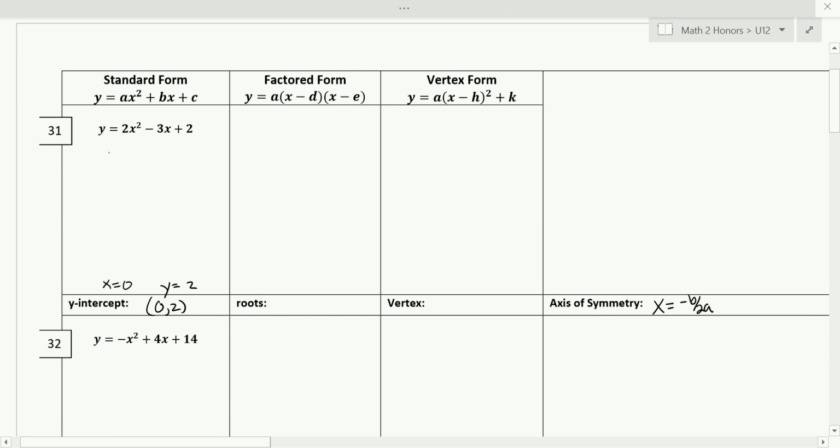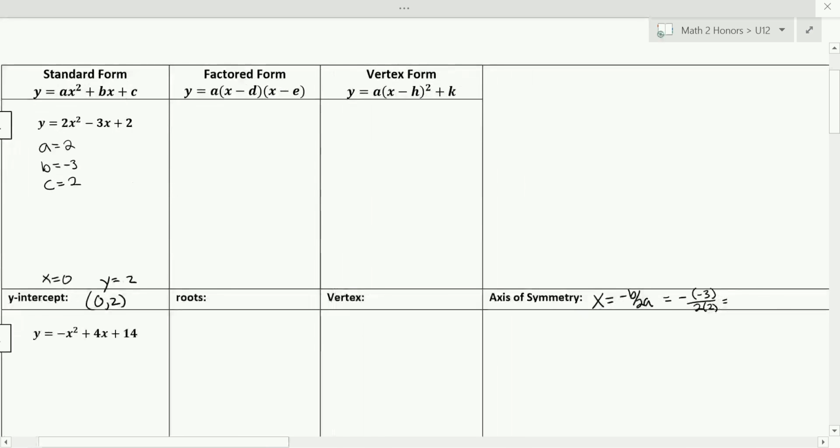So in this problem, a is 2. That's the number in front of x squared. b is negative 3. That's the number in front of x. And c is our constant, which is 2. If I plug that into x equals negative b over 2a, I'm going to get x equals negative, and then b is negative, so I got a double negative, negative negative 3 over 2 times 2. And what does that come out to be? Positive 3/4.